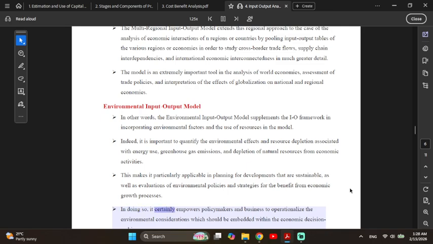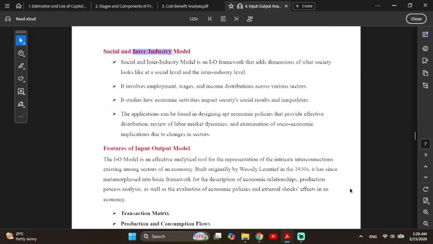In doing so, it certainly empowers policymakers and business to operationalize the environmental considerations which should be embedded within the economic decision-making processes. Social and inter-industry model.